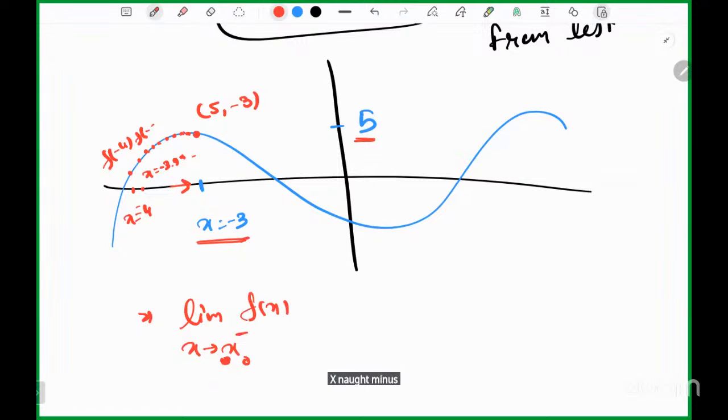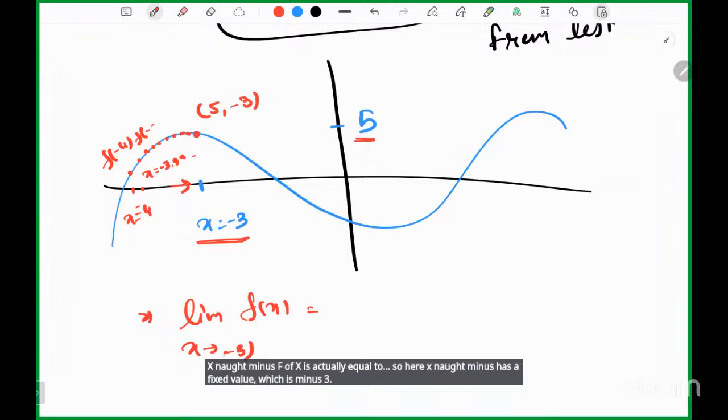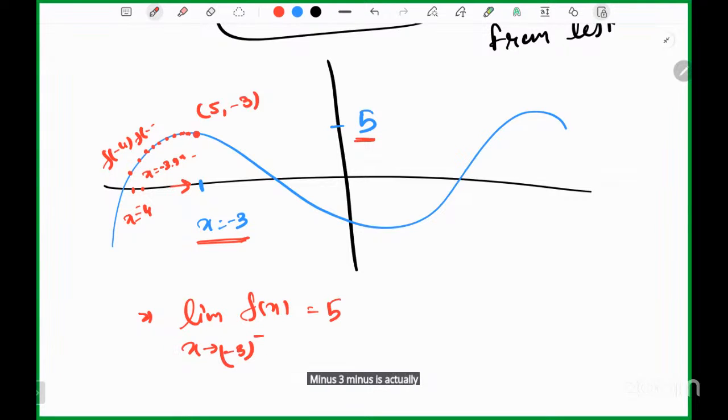Right. So in this case, you can say that the left hand limit as x goes to x naught minus of f of x is actually equal to, so here x naught has a fixed value which is minus 3. The limit as x goes to minus 3 from the left is actually 5. So this is the meaning of left hand limit. But here the thing is, we want to find that value which the function is getting closer and closer to, not the exact value.